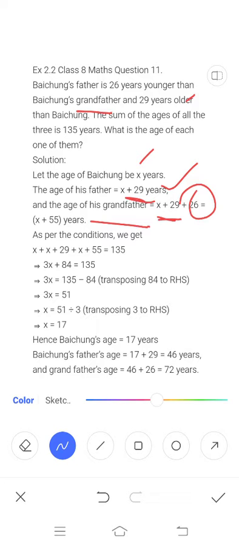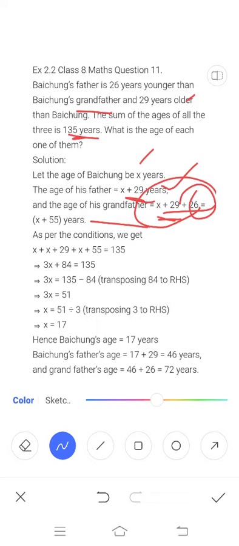So now according to the given condition, for grandfather's age you have to add all the data. So x plus Baichung's age, father's age and total 26. Here the father is 26 years younger, so here 29 plus 26. So when we add all the three, we will be getting x plus 55. So 29 plus 26 is 55. Then what they have given, sum of the ages of all the three is 135. So when we add all the ages, you will be getting 135 years.